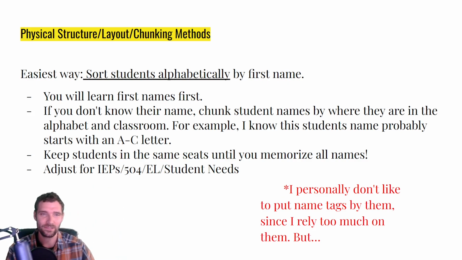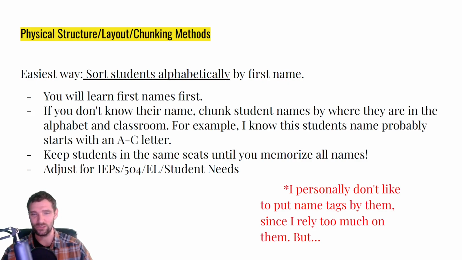So there's a number of things that you'll need to adjust to make sure that you're attending to all of the equity and the needs in the room. But for the most part, you want to have people be alphabetical and then slightly tweak that, which also lets you tweak it for behavior problems as well, right? And I would keep students there until you have a majority of the names, if not all of the names down.